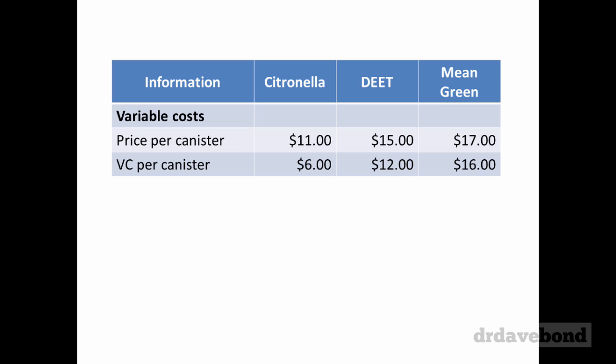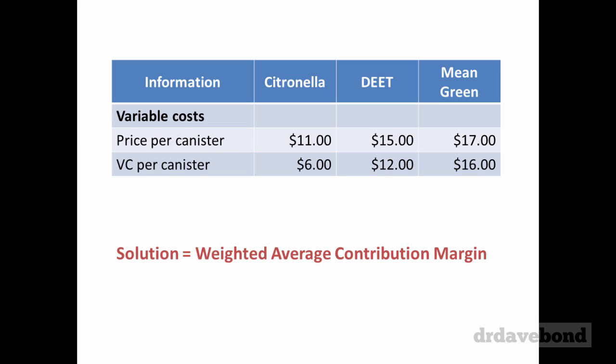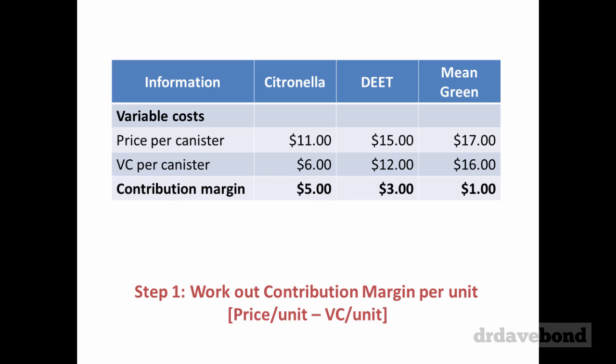And the solution to that is a weighted average contribution margin, as I already alluded to. I did give the game away a little bit. So to calculate that, because once we've got the weighted average contribution margin, we can just put that into the formula and just work on it as normal. So the thing that we need is the contribution margin per unit.